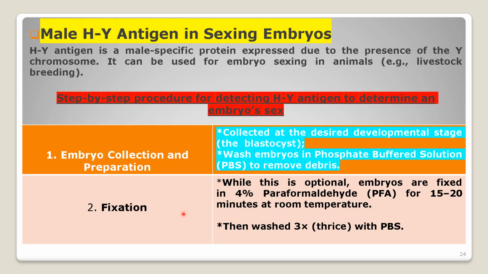Then the embryo is fixed. Even though it is optional, embryos are fixed in 4% paraformaldehyde. This takes about 15 to 20 minutes at room temperature. It is then washed 3 times with PBS. PBS is phosphate buffered saline, and it is used to remove debris.